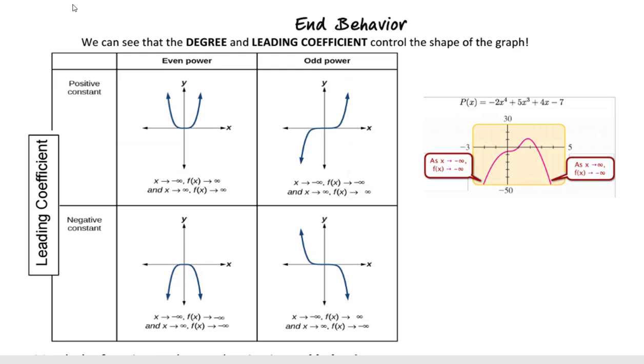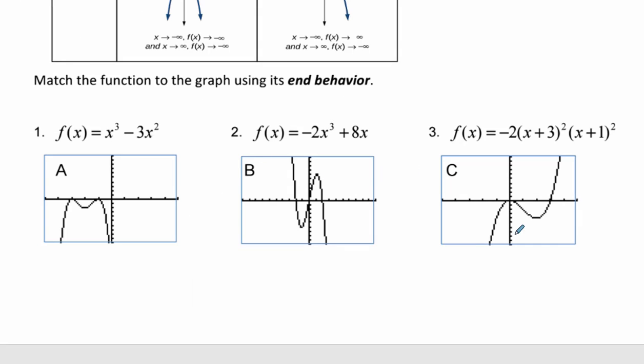So let's go down and see what we got there. Which ones start low and end high? Well, this is the only one right there. So that is going to be letter C, or this is going to be number 1, right? So let's go to number 2.